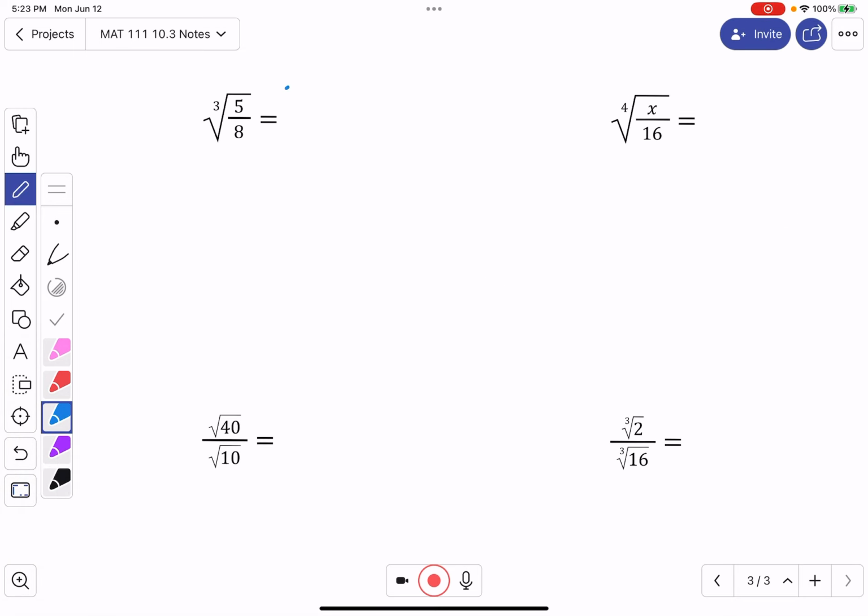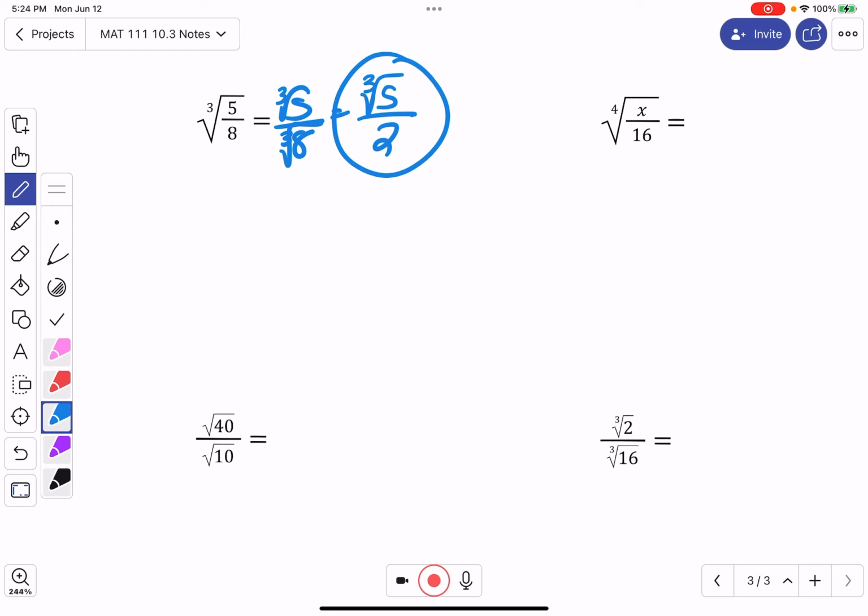We're going to break cubed root of 5 over cubed root of 8. Cubed root of 8 is 2. And we're done. As long as you don't have a radical on the bottom, you're done. So let's look at this next one.